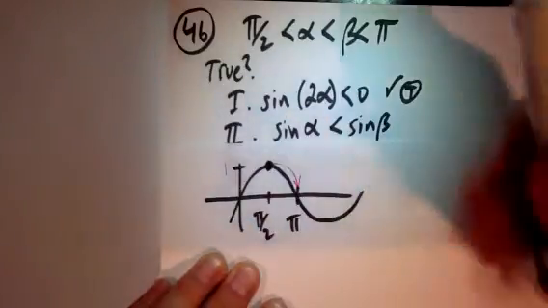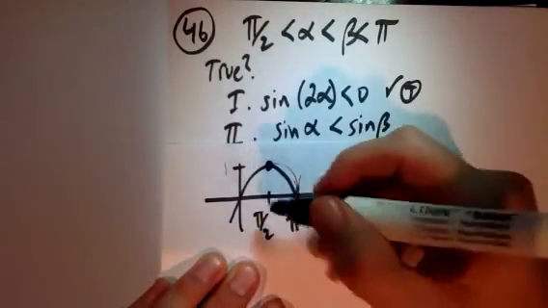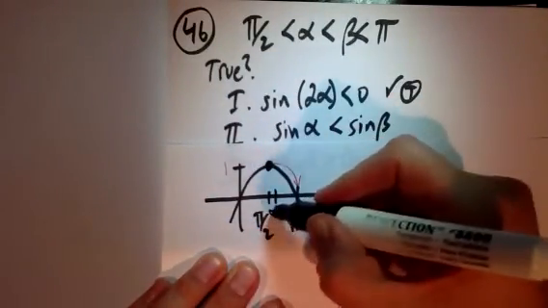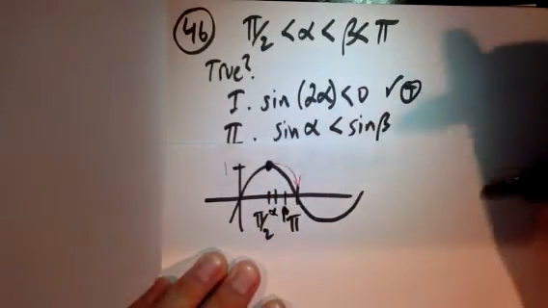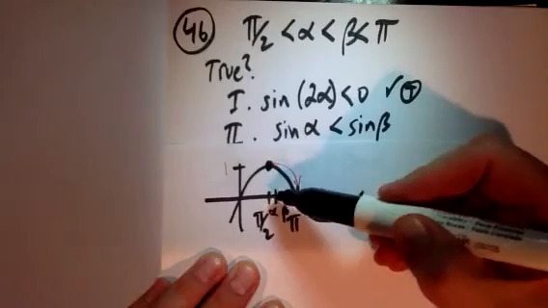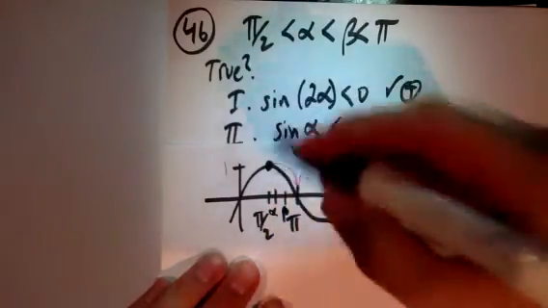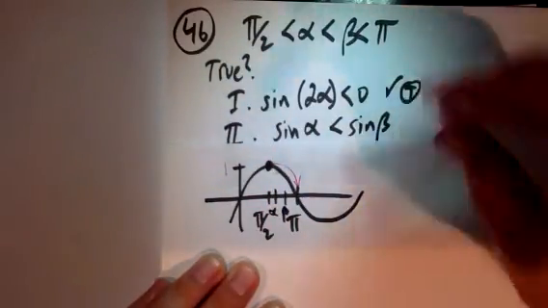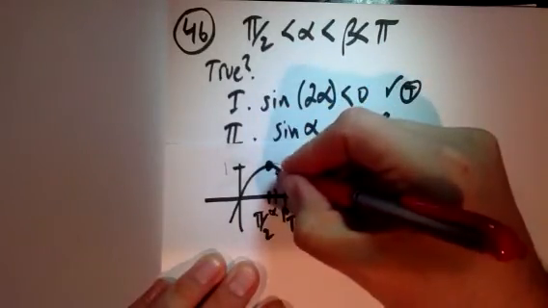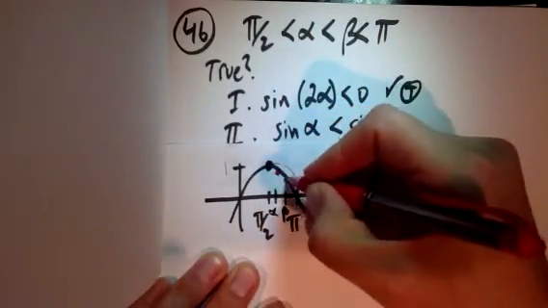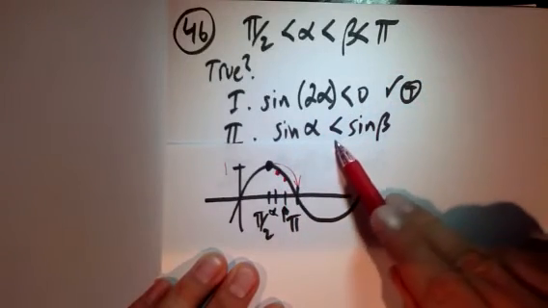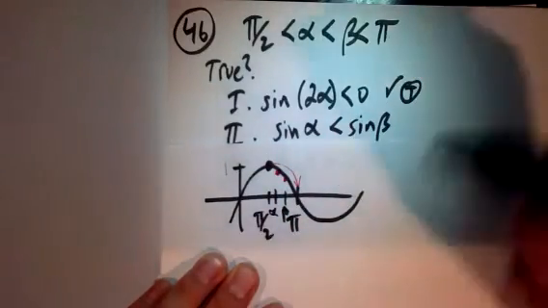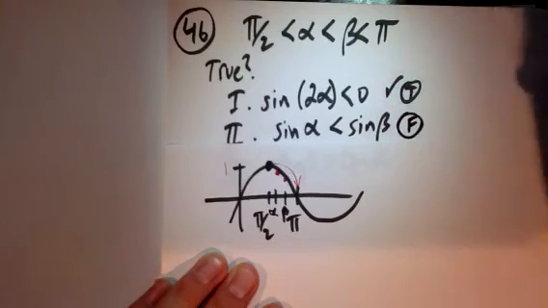So let's say alpha is here, and beta is there. The sine of alpha matches up here, and the sine of beta is here. So the sine of alpha is actually greater than the sine of beta, which is not what this says. So that is false.